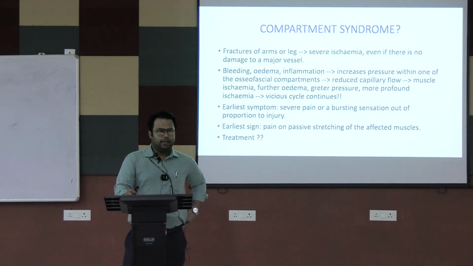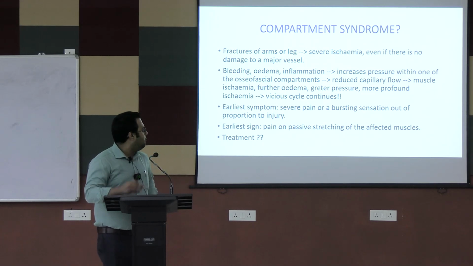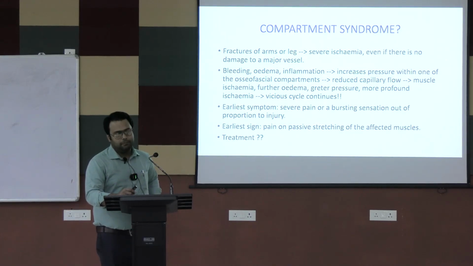If there is any compartmentation developing and the conservative measures are not helping, what we need to do is a fasciotomy. So what is a fasciotomy? We need to cut open the fascia, the deep fascia, and release the compartment pressure, and keep it open so that we can treat it later.